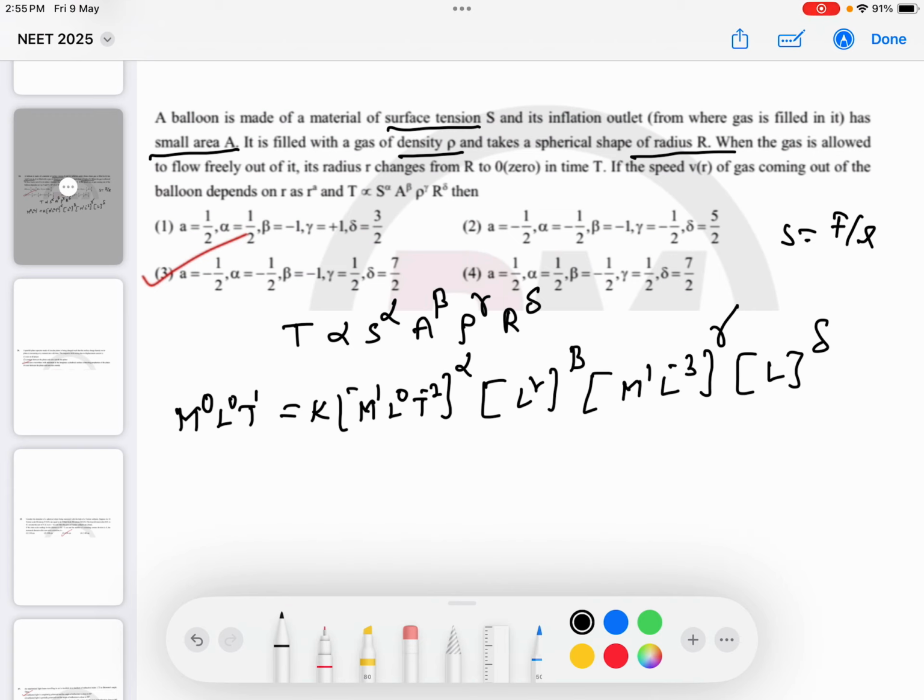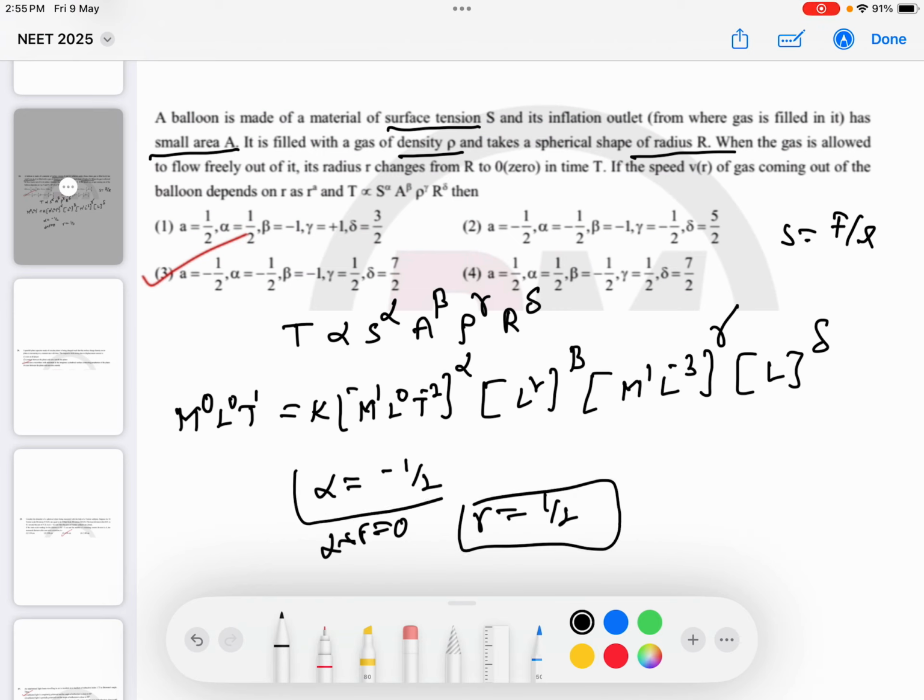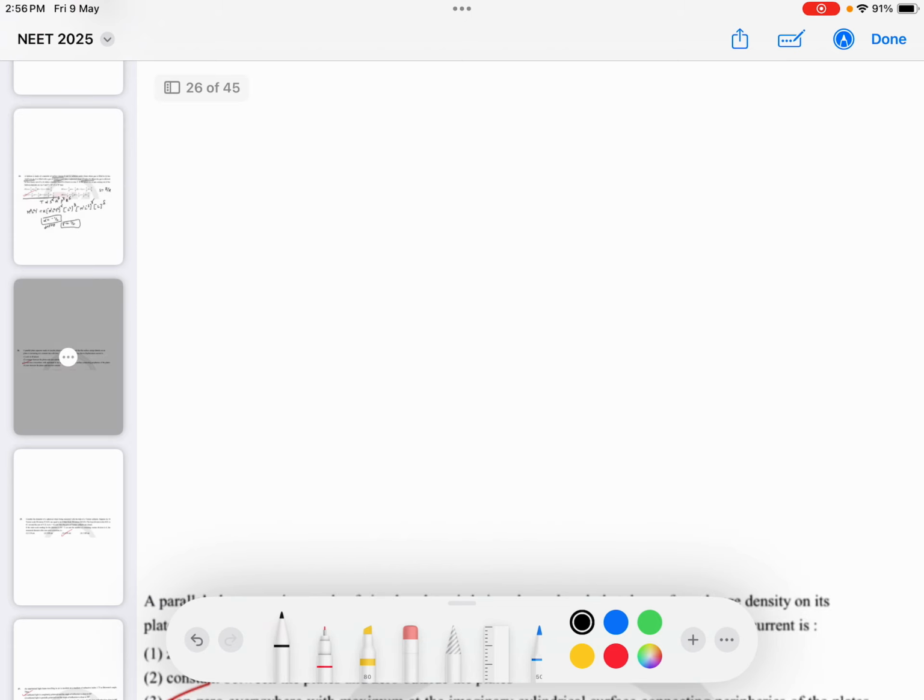On calculating we get the answer. Mainly alpha is equal to minus 1 by 2, then alpha plus gamma is equal to 0, so gamma is 1 by 2. First, these two are checked. So only one option fits, that is the third option. Very simple question.